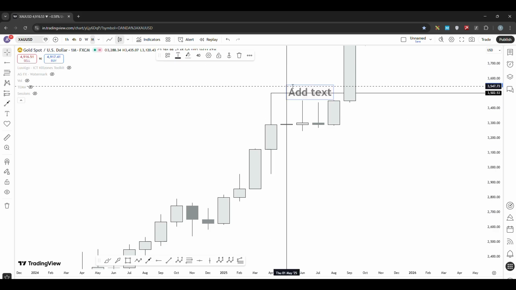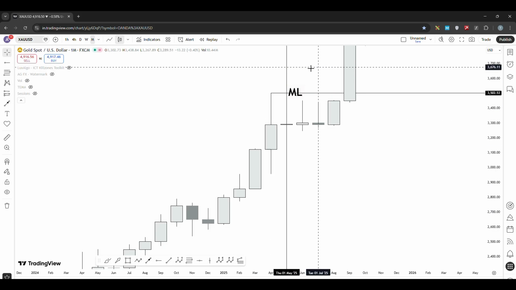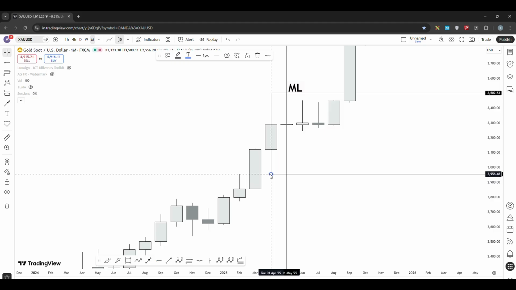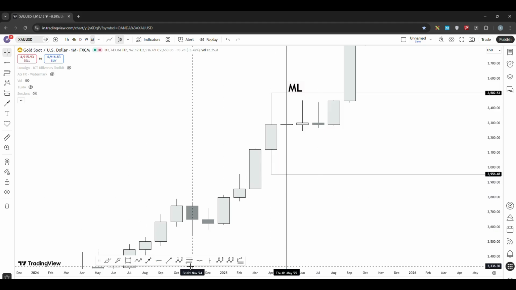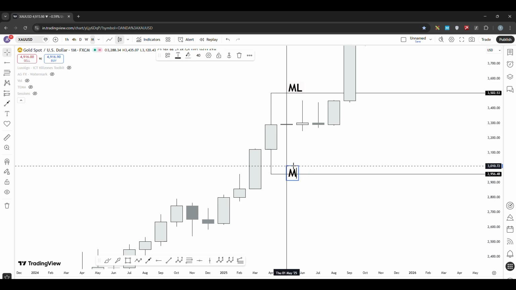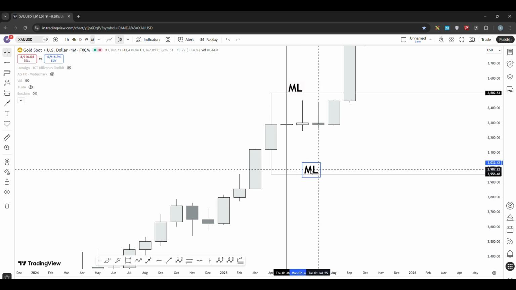This is a monthly level, so let's mark it as ML. Okay, monthly level. Then we have got the monthly candle's low, which is this one. What is this? This is once again a monthly level. So let's mark this.